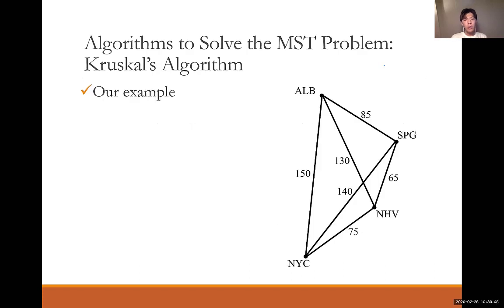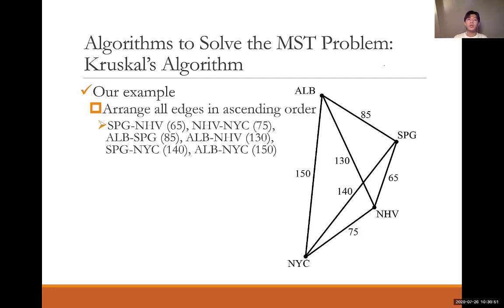So again, I will use our example. In this example, we first arrange all the edges in ascending order. As shown in the slides: 65, 75, 85, 130, 140, and lastly 150. These are all the 6 edges we have in this graph. And then we first choose the shortest edge, the edge between Springfield and New Haven, to the tree. This is our first step.